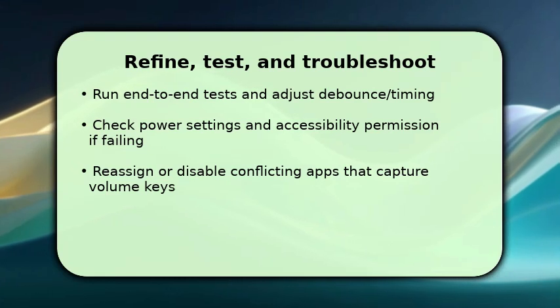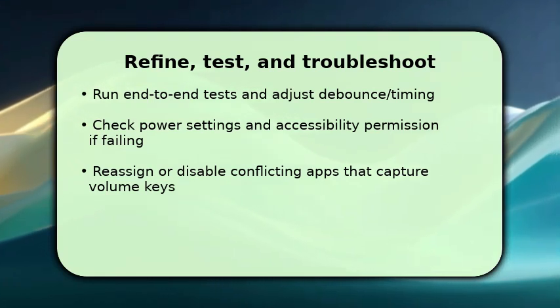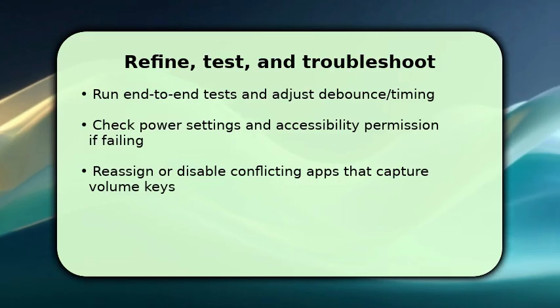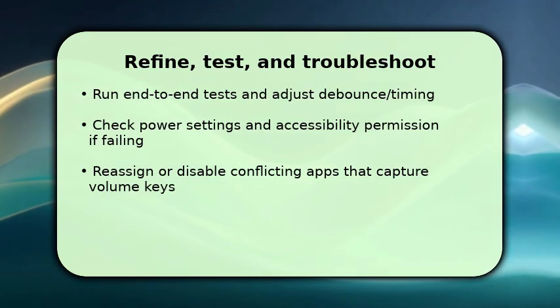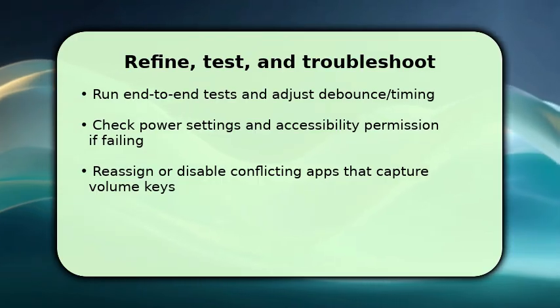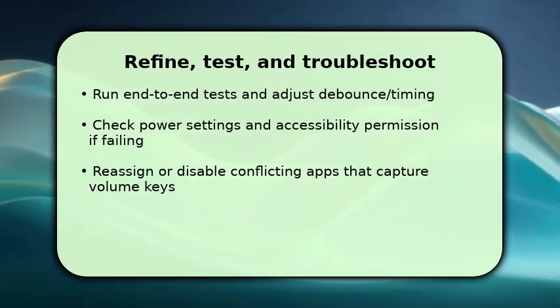Run repeated tests, single, double, and long presses in different states to ensure consistency. If triggers miss, increase debounce or change press length thresholds, and verify the app isn't subject to battery restrictions.